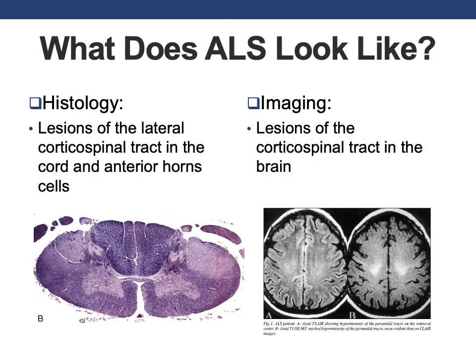What does ALS look like? Histologically, you'll see lesions of the lateral corticospinal tract in the cord and the anterior horn. On imaging, you'll see lesions of the corticospinal tract on MRI in the brain.